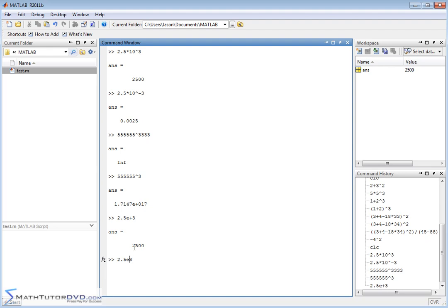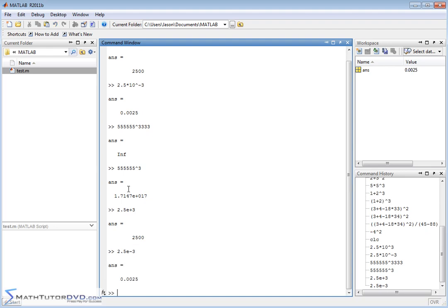Instead of e plus 3, I can say e minus 3, and then it'll be a smaller number. So it's whatever you want to do. If you want to say 2.5 e to the plus something, that's fine. If you want to say 2.5 times 10 to the 3, that's fine too. It's completely valid either way.